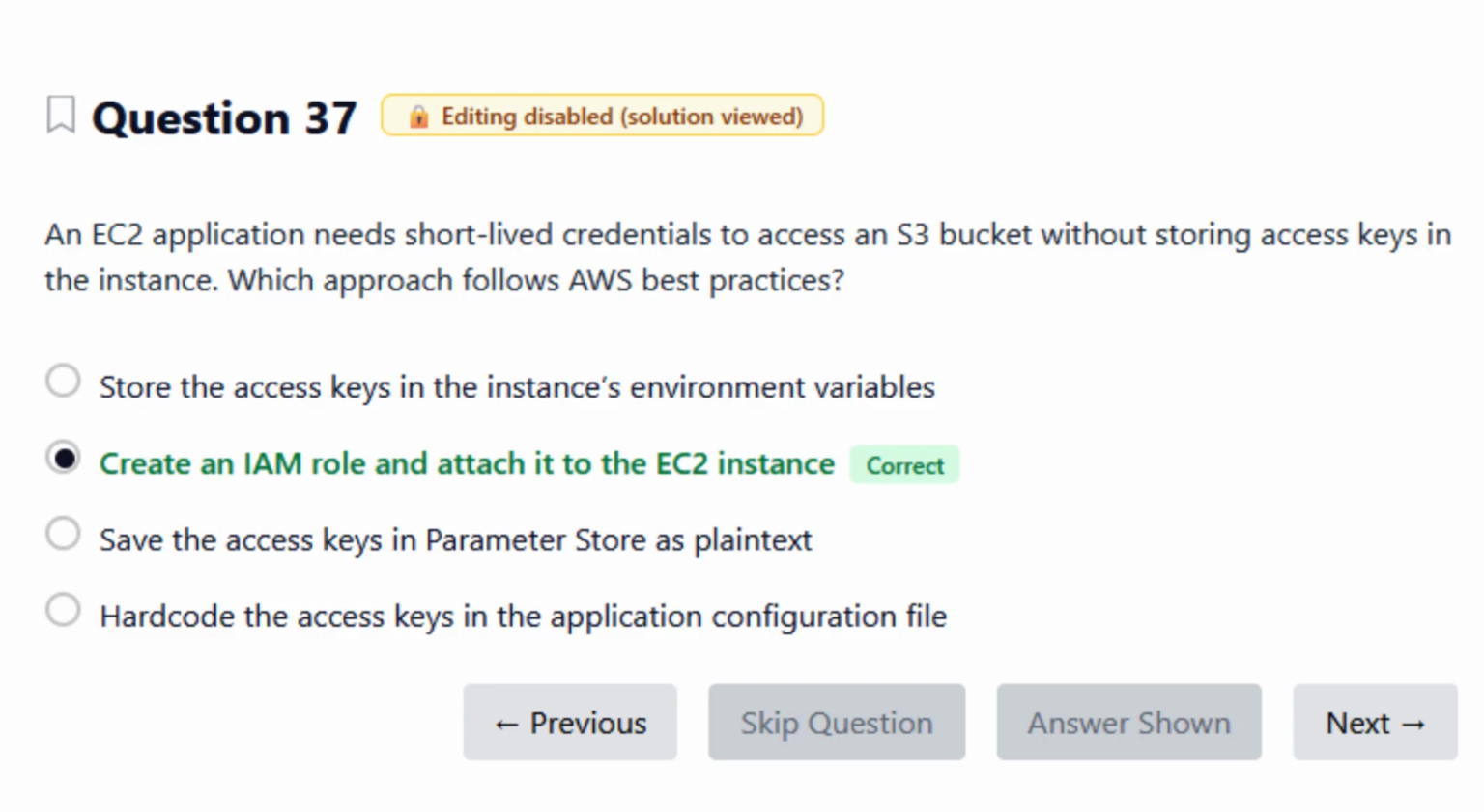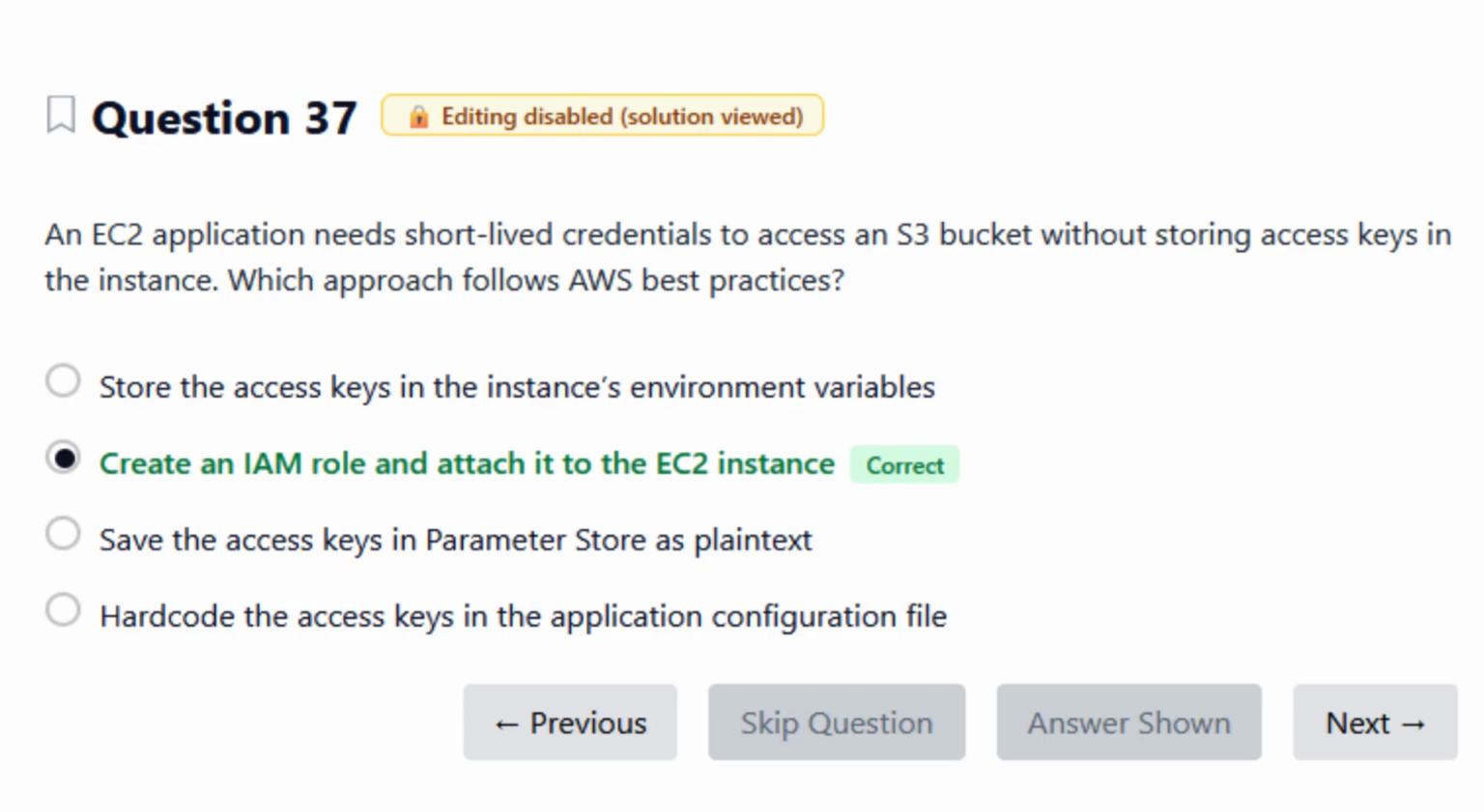The correct answer is, create an IAM role and attach it to the EC2 instance. This is the correct choice because IAM roles provide temporary, automatically rotated credentials to the EC2 instance without storing access keys anywhere in the code, configuration files, or environment variables. AWS securely delivers these credentials through the instance metadata service, following the principle of least privilege and significantly reducing the risk of credential leakage.